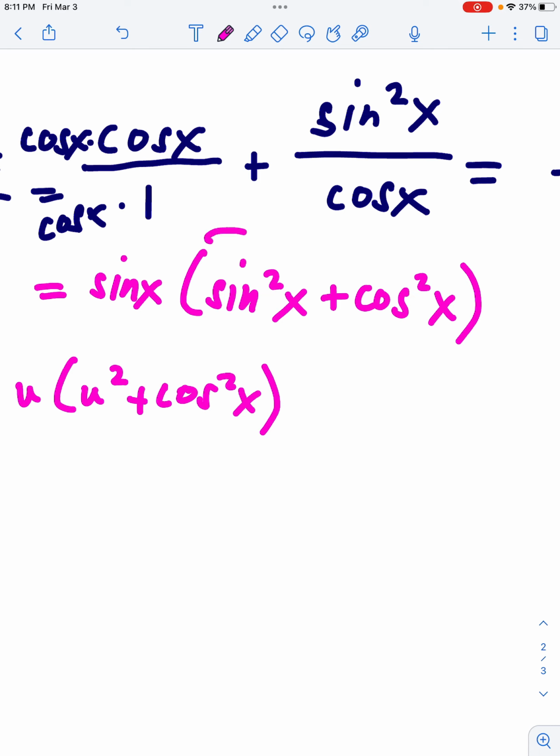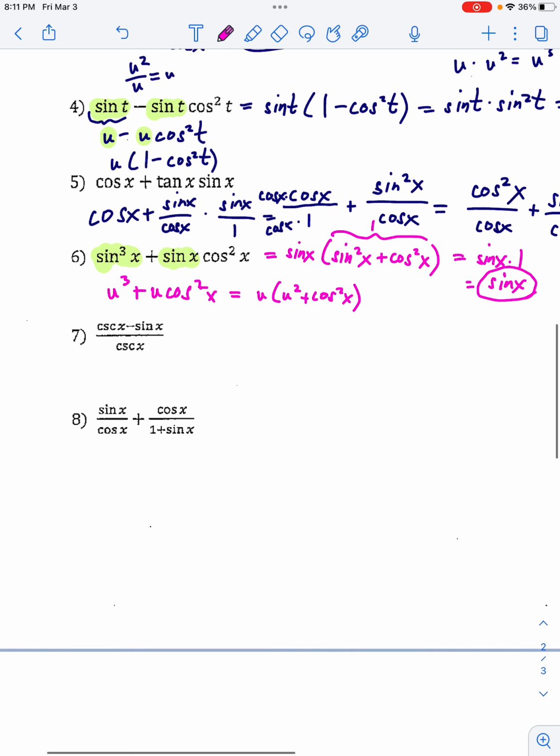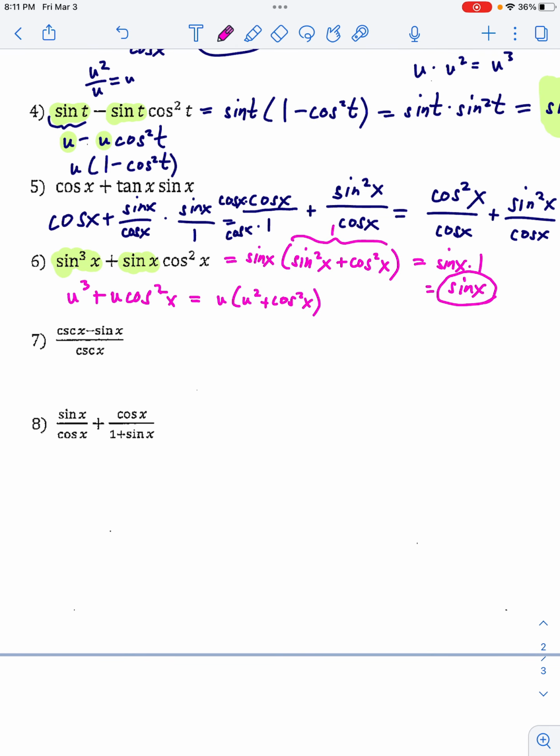Let's recognize that this is 1, okay? Look for the match. Just look for the identity. So this becomes sine x times 1, or just sine x. Okay, so that's my answer there. Good stuff.